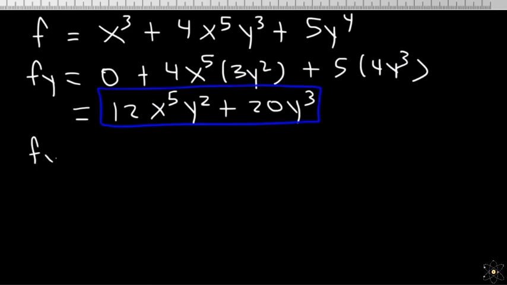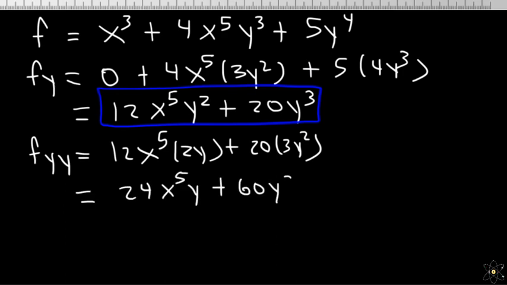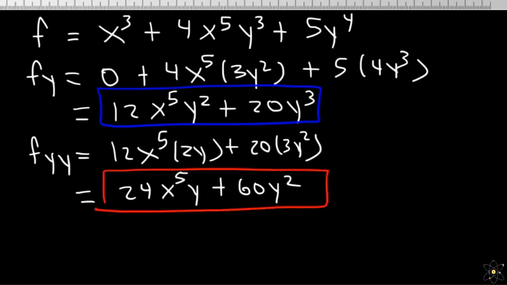So let's find f double y. Let's differentiate it with respect to y one more time. So it's going to be 12x to the fifth times 2y plus 20 times 3y squared. So that's equal to 24x to the fifth y plus 60y squared. So that's f double y. Now let's find fyx. So let's differentiate this function with respect to x.